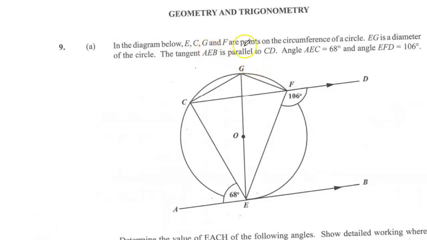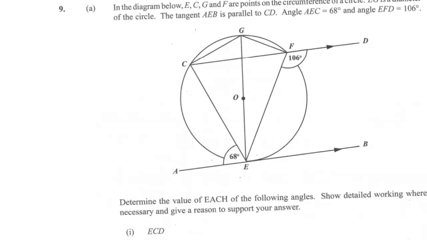In the diagram below, as we can see, a circle theorem problem. EG is the diameter, as we can see there. The tangent AEB, we can see this line. We have an angle AEC at 68 degrees, and EFD, that's 106. So we're asked now to find some angles.